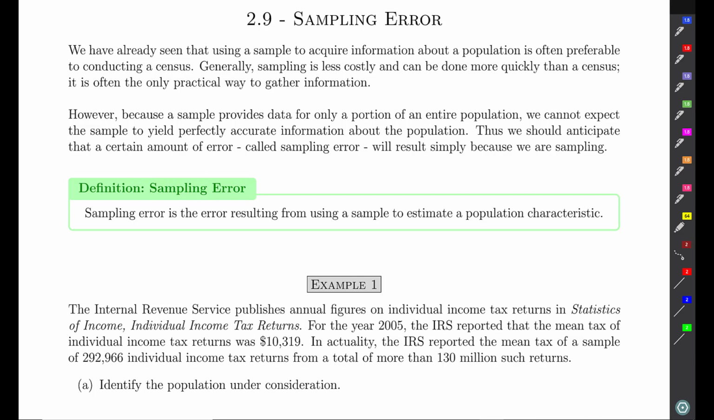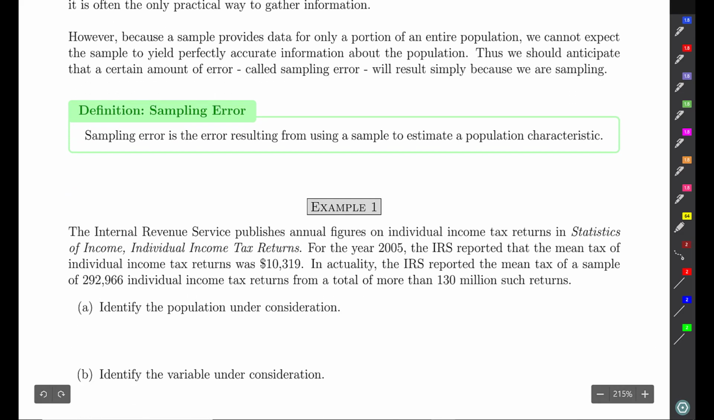With example 1, we are talking about the IRS publishing their annual figures on individual tax returns in a document called Statistics of Income, Individual Income Tax Returns. For the year 2005, the IRS reported that the mean tax of individual income tax returns was $10,319. In actuality, the IRS reported the mean tax of a sample of 292,966 individual tax returns from a total of more than 130 million such returns.